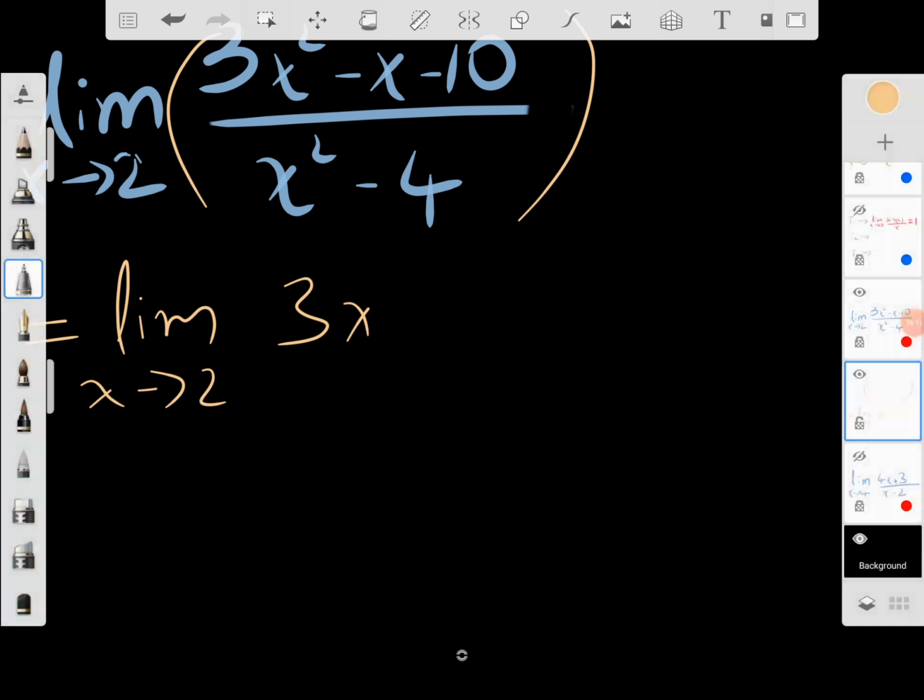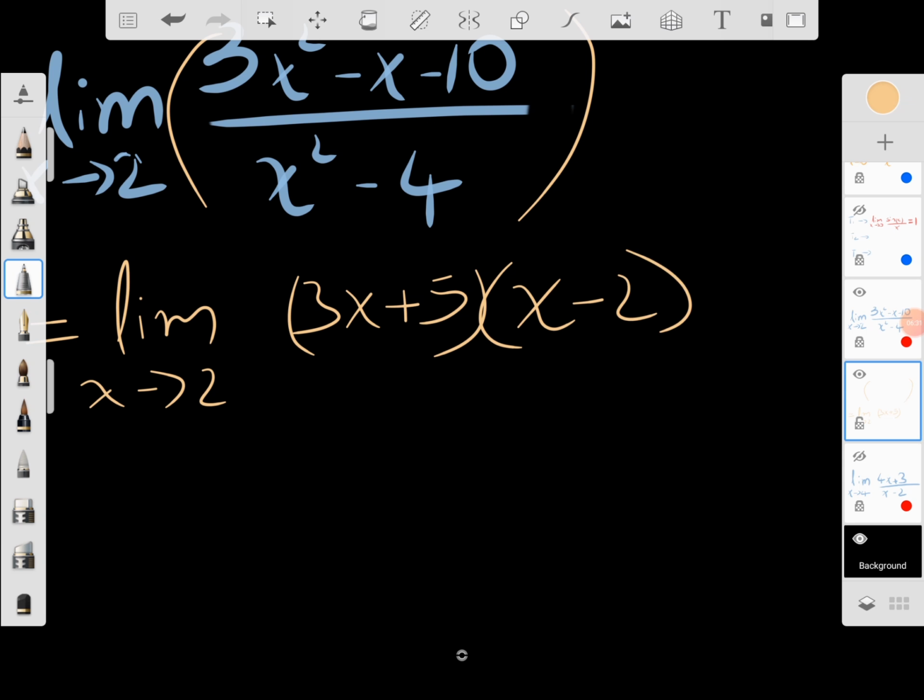Okay, this 3x² minus x minus 10, I can factorize it, and when I factorize it, I get (3x + 5)(x − 2). Now, how to factorize it, I'm not showing. I think you already know. In case anyone does not know, just message me and I will show you that.